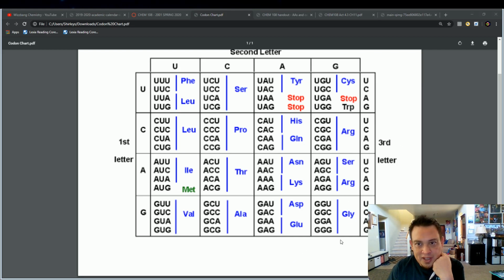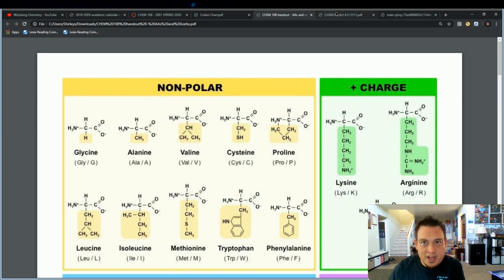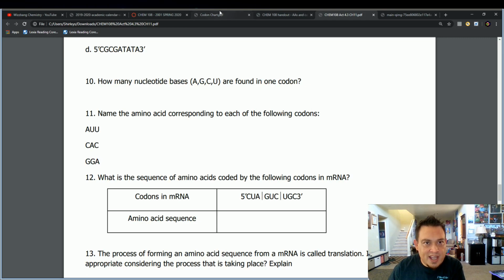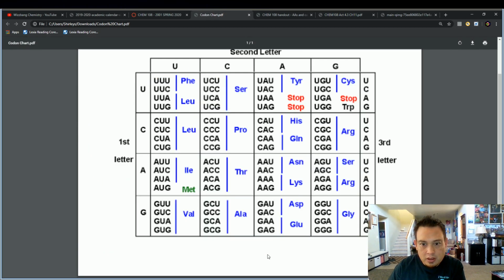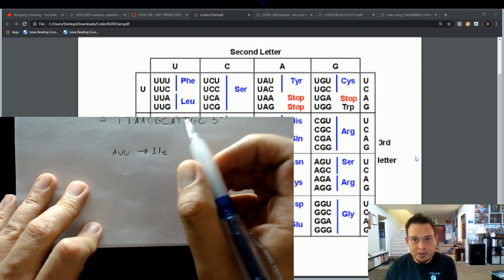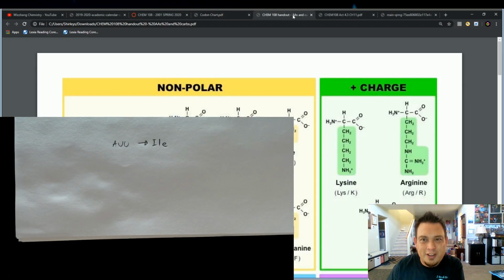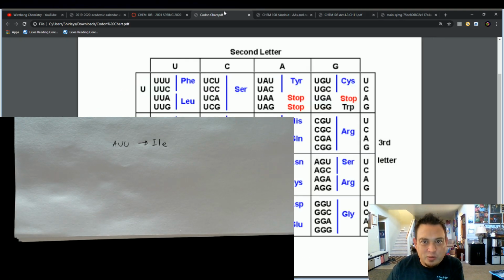So the first one was AUU. Looking at our chart here, that corresponds to isoleucine. So AUU becomes ILE, isoleucine. And then we just go through the chart here. So the next one was CAC. Oops, let me pull that. Yep, so AUU became ILE, and I forgot where I was at. The CAC was the next one.